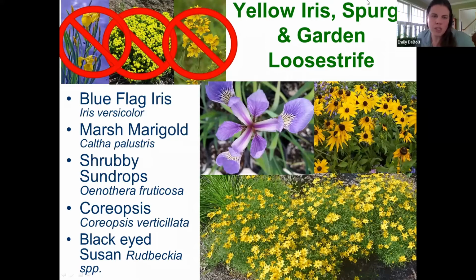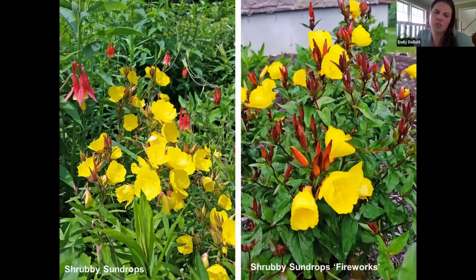Now the blue flag works if you wanted something for a shoreline wet area. Obviously it doesn't work if you wanted something yellow, right? So again, some of these alternatives might be better for you compared to others. Here's some shrubby sundrops. On the left is just the straight species, Oenothera fruticosa. On the right is a selection called Fireworks. You can see how the seed pods are that much brighter red, making it a little showier. But otherwise, there's really not much of a difference.